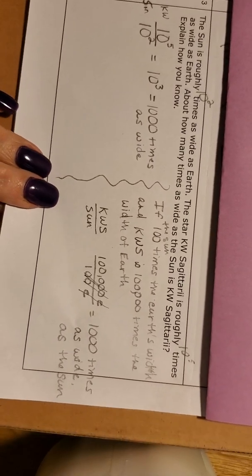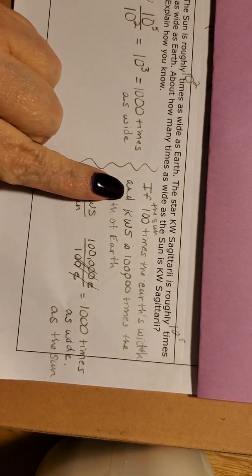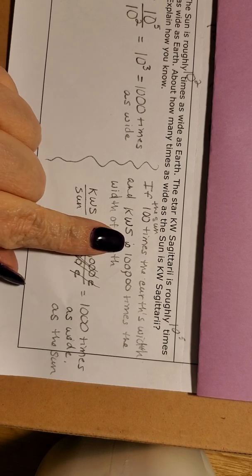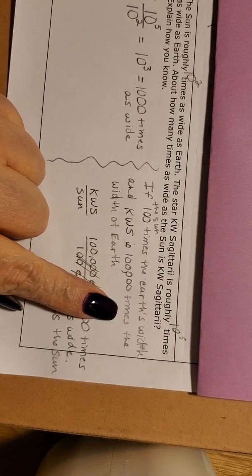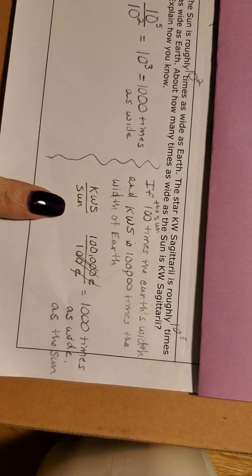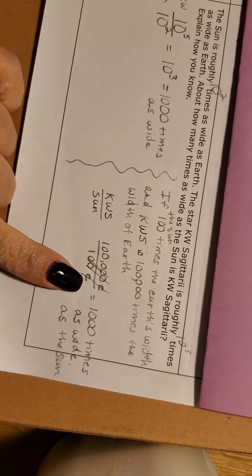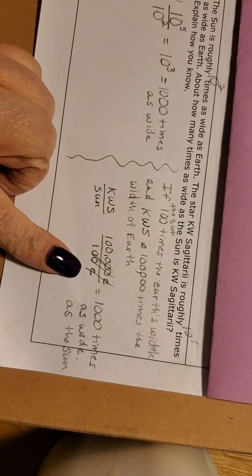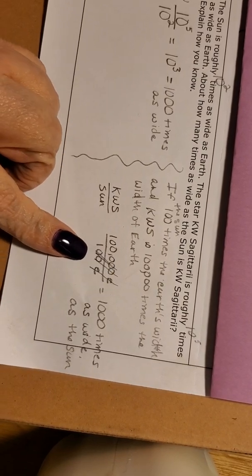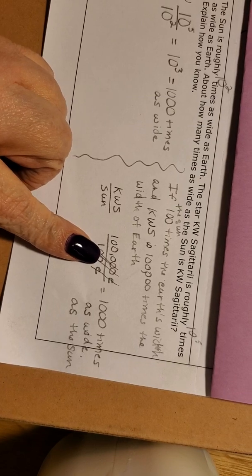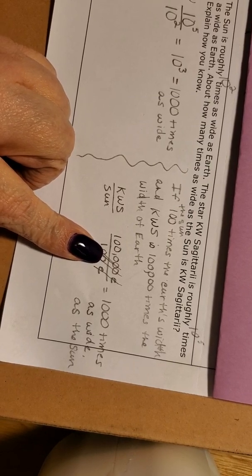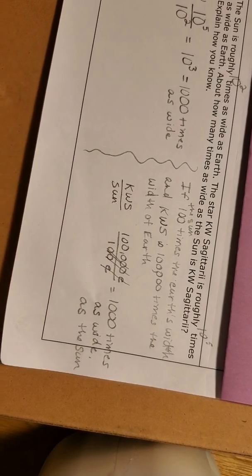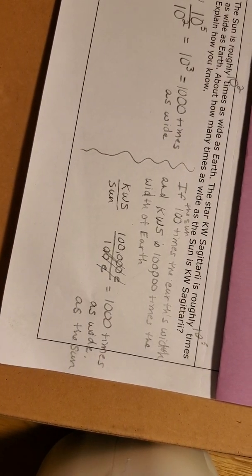And you can see over here how I showed that process. If the sun is 100 times the earth's width, and KW Sagittarius is 100,000 times the width of the earth, then if we put the width of the earth with each one of them, we can cancel the earth, and also we can cancel 100 out of each, the top and the bottom, which leaves us 1,000 times the width of the sun.